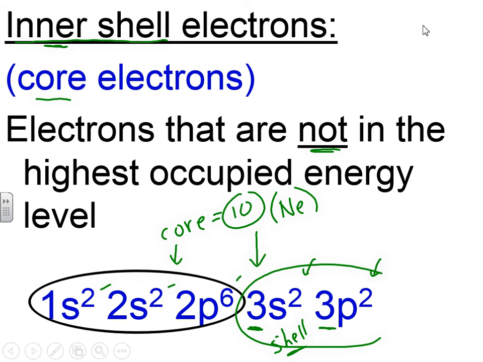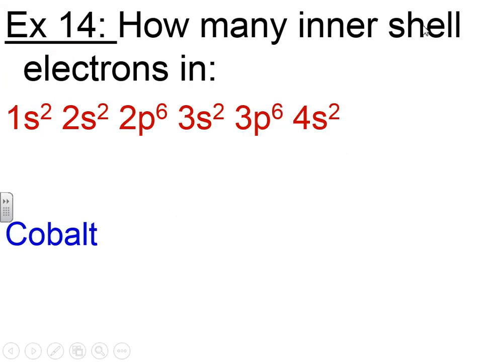How many inner shell electrons in this configuration? So again, we'll do the same thing. We'll find the highest shell. The highest shell here is 4. So everything else are called core electrons, or inner shell electrons. And we got 2, 4, 10, 12, 18. We got 18 core electrons here. And that corresponds to argon.